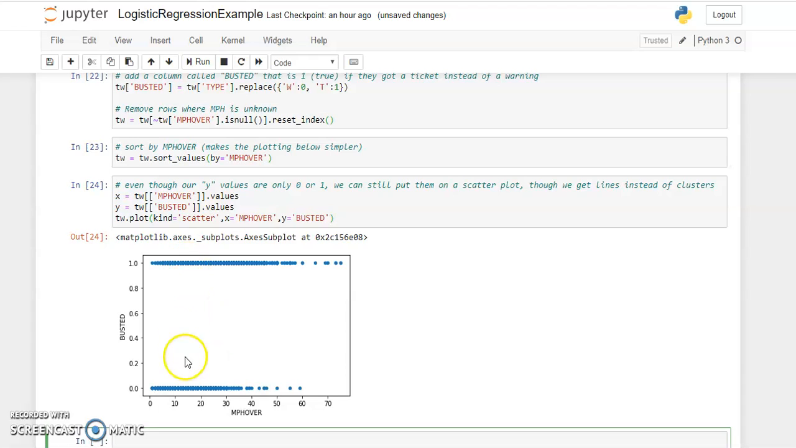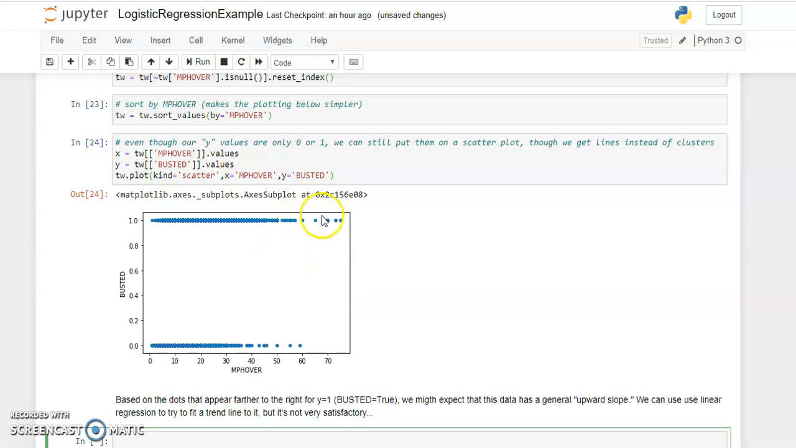Okay, so again, because we have this binary dependent variable, there's nothing in the middle, right? The scatter really looks more like two lines, but that's okay. Because we see things a little bit farther to the right here, this is where y equals one, so they got a ticket and busted is true. Busted is whether or not they got a ticket. We can think of this as having sort of an upward slope.